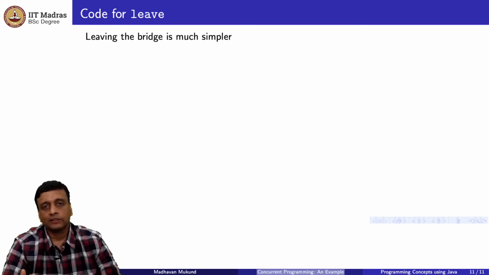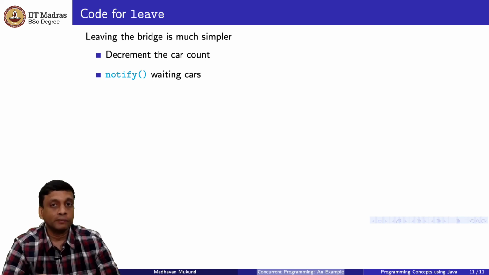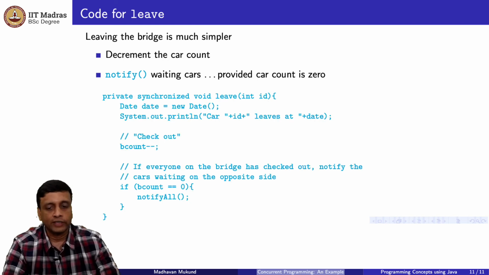Leaving the bridge does not require so much work, because you can always leave the bridge. It's only a question of being synchronized. So you want to decrement the car count but you also want to notify cars that may be waiting for the bridge to become empty. But you only notify if your decrement makes it 0. If you decrement and there are still 7 cars on the bridge, there is no point notifying anybody.